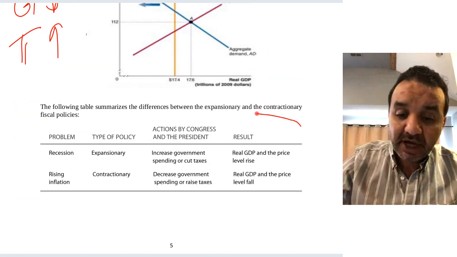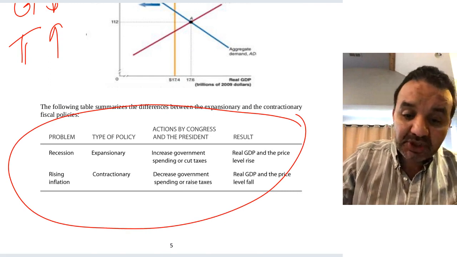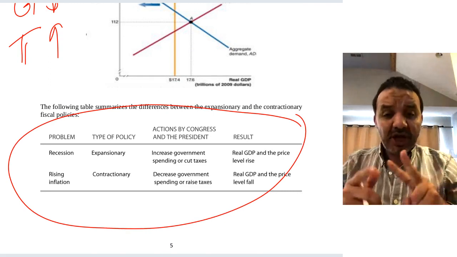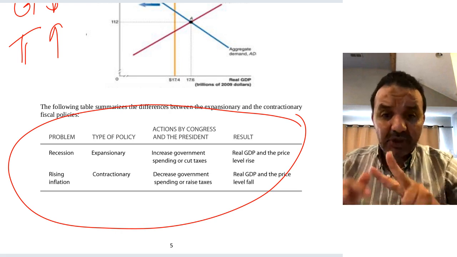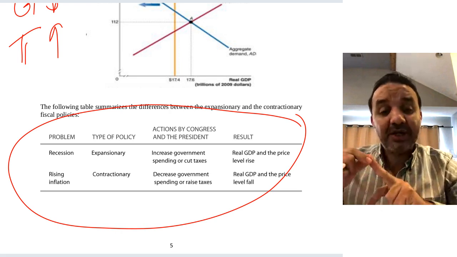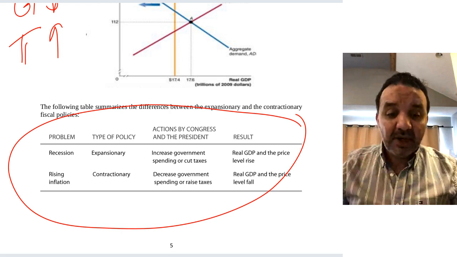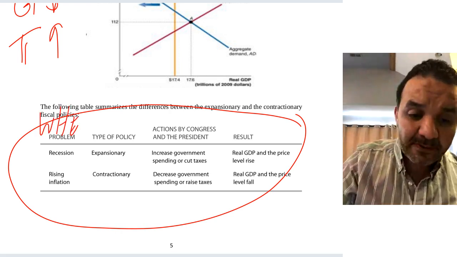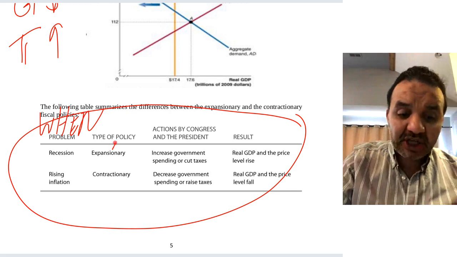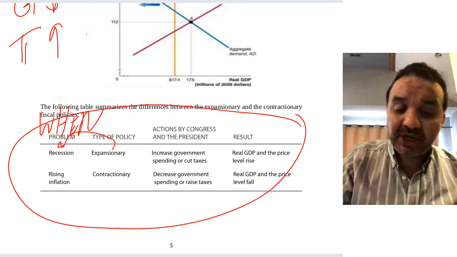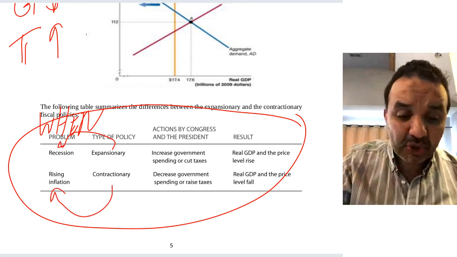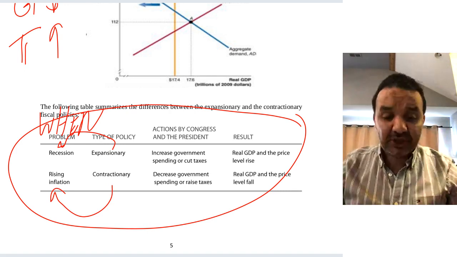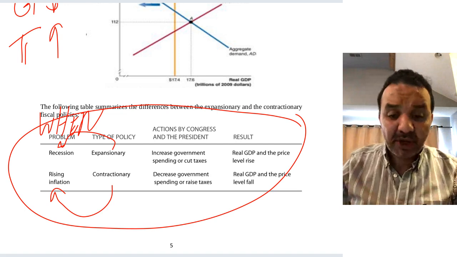Okay, I like this table because it actually summarizes everything I said in this video. So we have two different types of fiscal policy: expansionary fiscal policy and contractionary fiscal policy. The first question you have to answer is when. Expansionary fiscal policy we do in a recession. Contractionary fiscal policy we do whenever there is rising inflation, whenever inflation is high, and this is usually when the market is expanding.